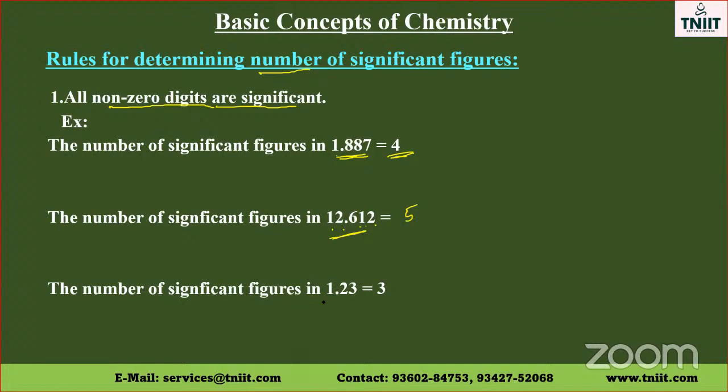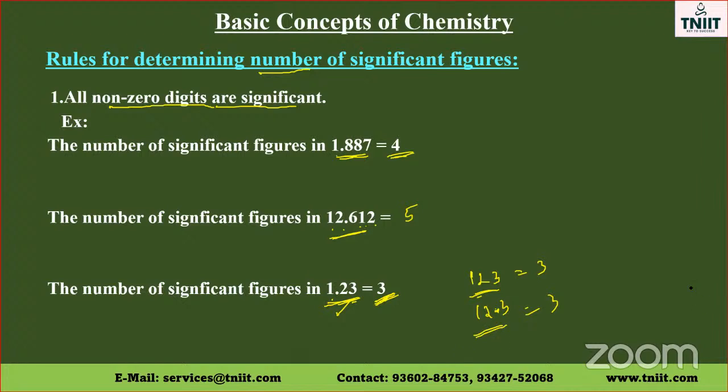Now, the number of significant figures in 1.23. There is no zero here, so all the numbers are significant. Therefore, the total number of significant figures in 1.23 is 3. If I ask you, what will be the number of significant figures in 123? It is again 3. What is the number of significant figures in 12.3? It is again 3, because all these are non-zero. 1.23 has the same number of significant figures as 123, and the same as 12.3.